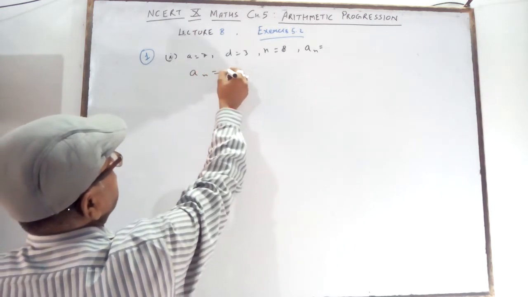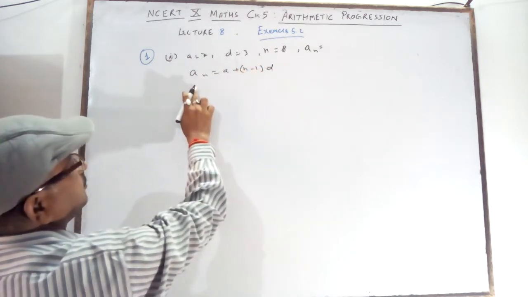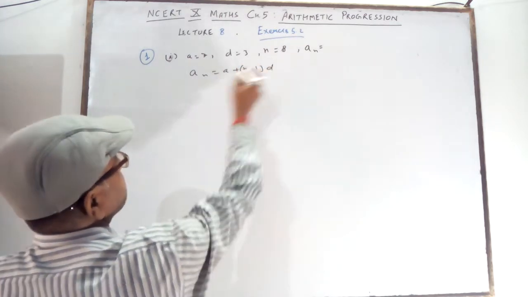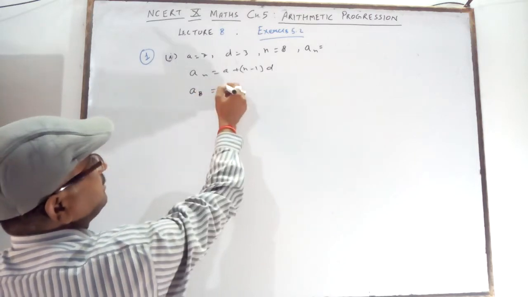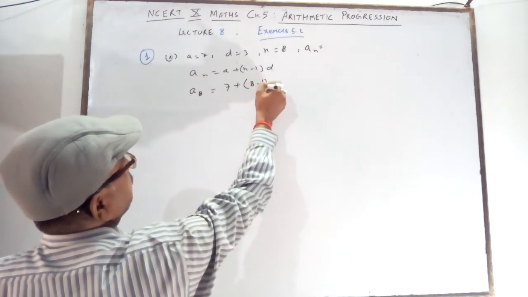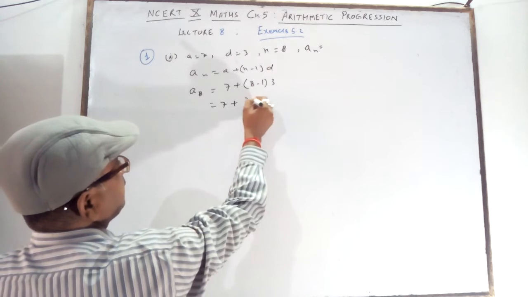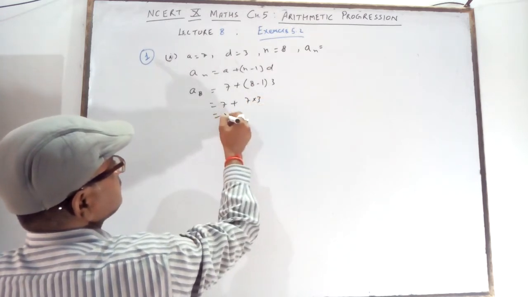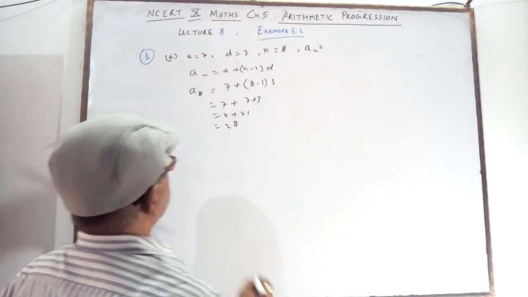Formula: An is equal to A plus N minus 1 into D. Put the values. An you want to find out means A8. Write 8 for N: 7 plus 8 minus 1 into 3. What will you get? 7 plus 7 into 3, 21. 7 plus 21 is 28.